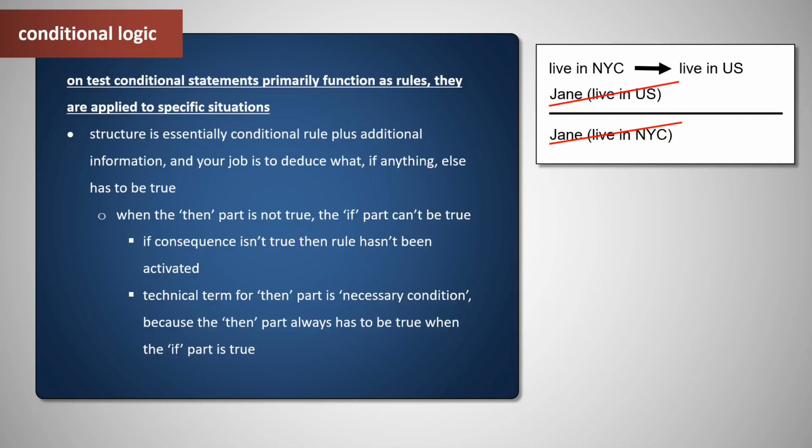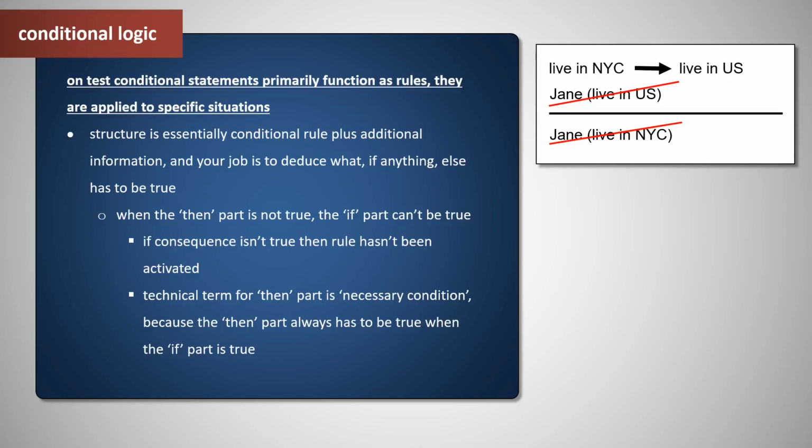So if you know the if part is true, then of necessity, it's a requirement, it has to be true that the then part is true as well. Okay, so this is the second major way in which you'll have conditional reasoning and conditional statements used on the questions. The first is they'll give you a conditional statement, and then they'll give you a piece of information which activates it, and so you know that the consequence, or the then part, has to be true.